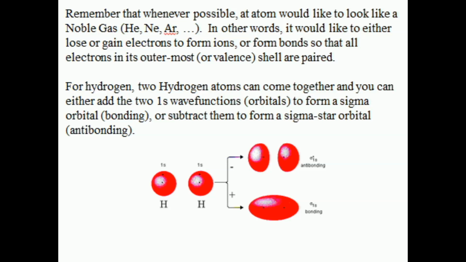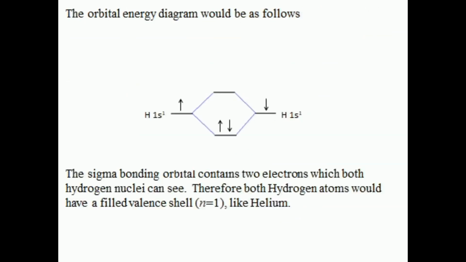So for hydrogen, 2 hydrogen atoms can come together and you can either add the two 1s functions, as we've got down below. These are the two 1s orbitals on each hydrogen, and you can form a sigma orbital, which is bonding, or you can subtract them to form a sigma star orbital that is antibonding. An orbital energy diagram looks like the following.